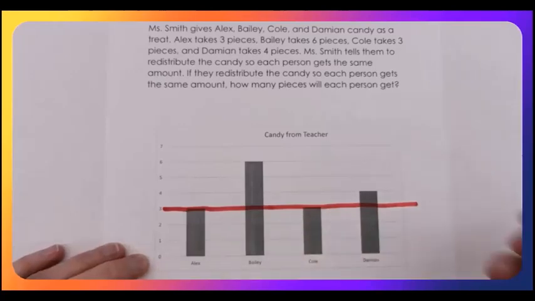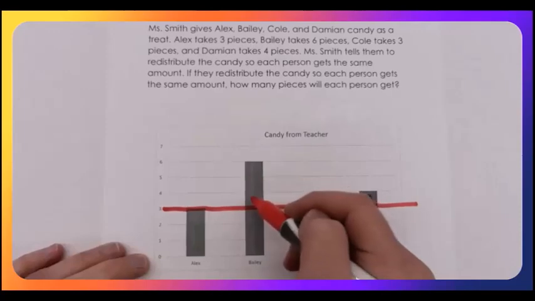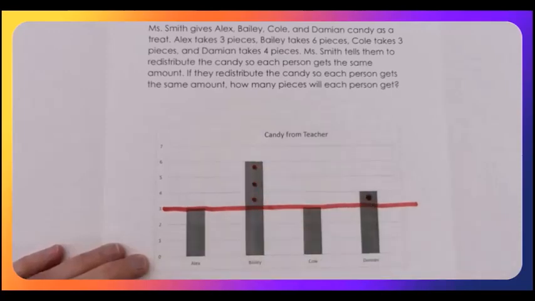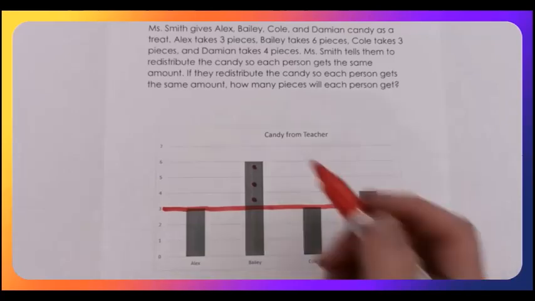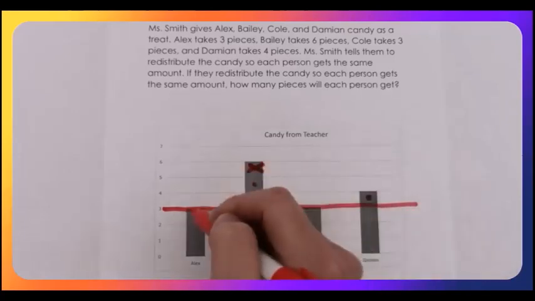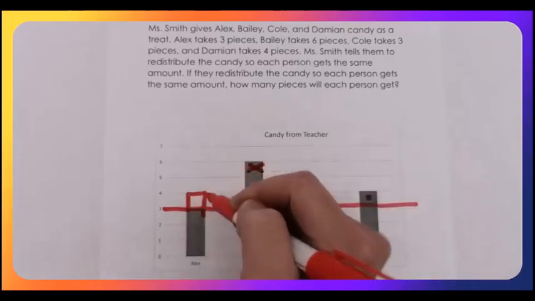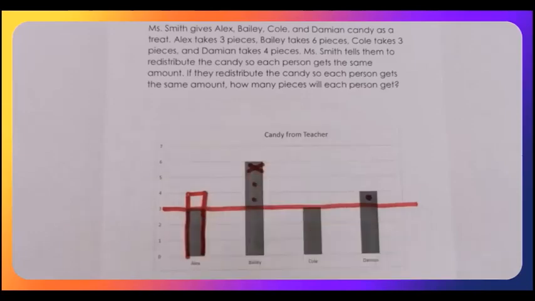But then when I do that, I notice that I have 1, 2, 3, 4 pieces of candy that need to be redistributed. Well, I know that since there are 4 pieces and there are 4 students, each student can get one of those pieces. So I'm going to take this piece and move it over to Alex. So Alex now has 4.